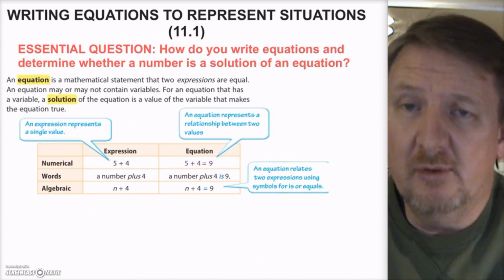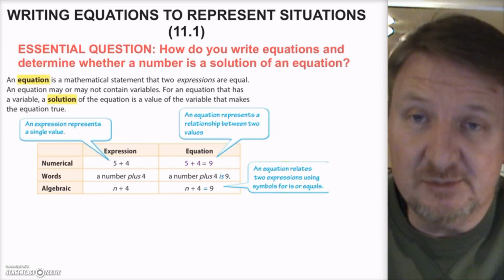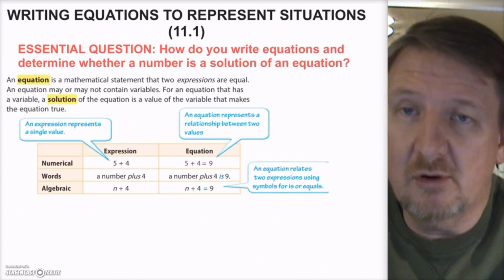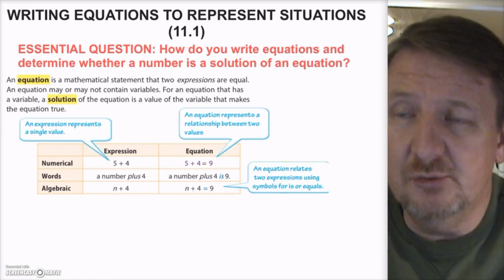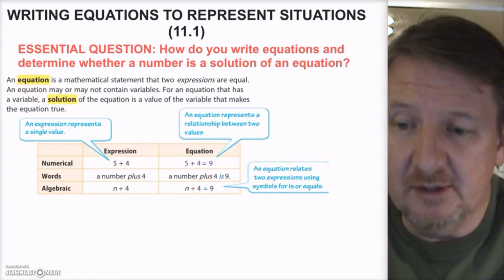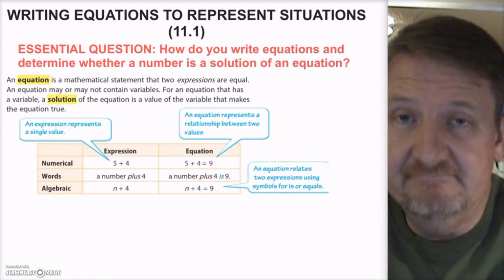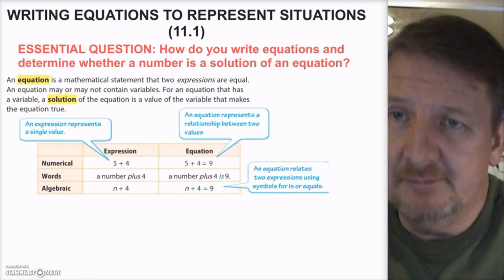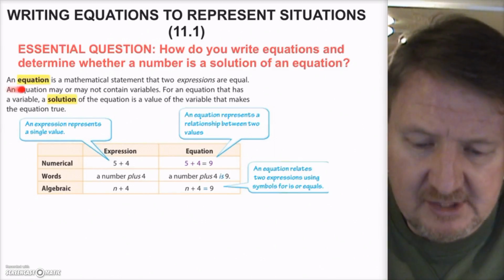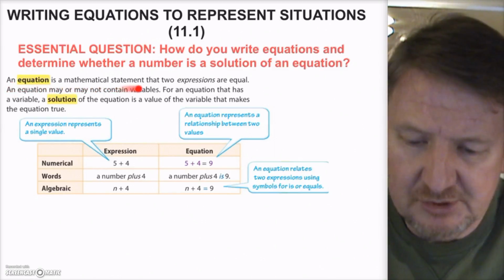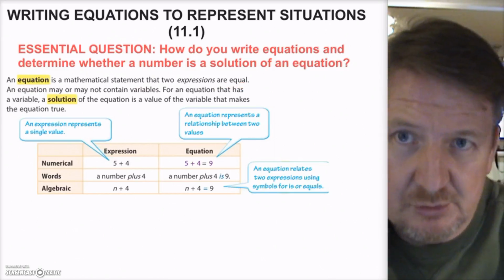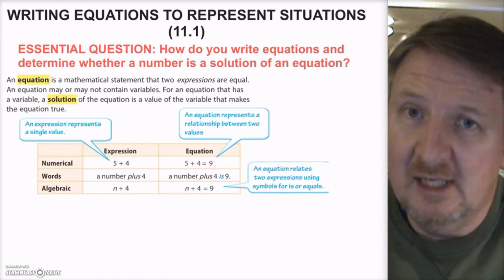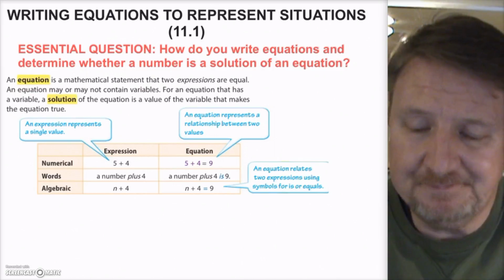Okay, so we already know how to write an expression, so we're just going to go from the expression to the equation part, and all we're really going to do is add an equal sign and a number solution. An equation is a mathematical statement that two expressions are equal. An expression could be anything, so remember that.